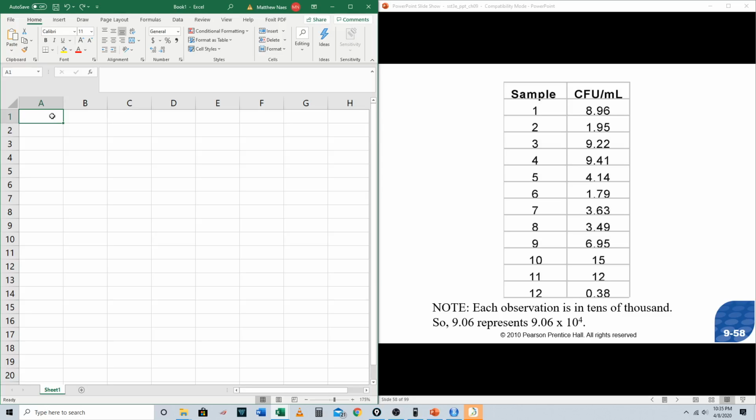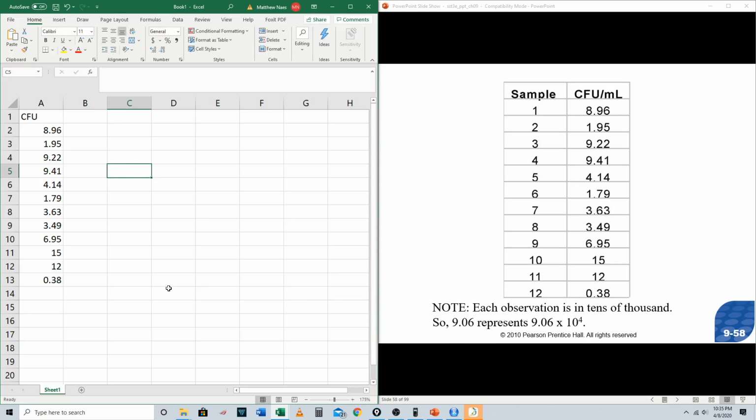All right, so we have sample, which we really don't need. What we're doing this for is the CFU: 8.96, 1.9, 1.4, 1.793, 0.49, 0.95, 15, 12. That's odd. That just popped up for no reason. And 0.38.